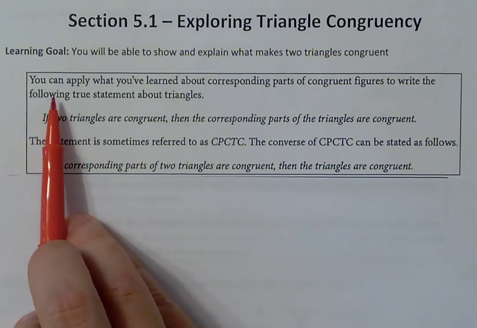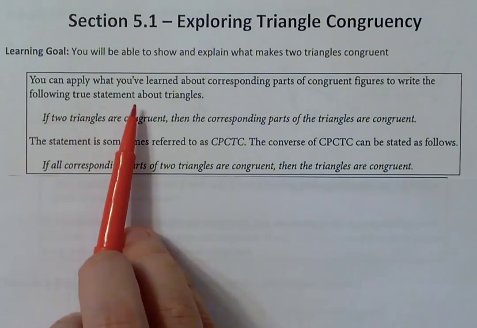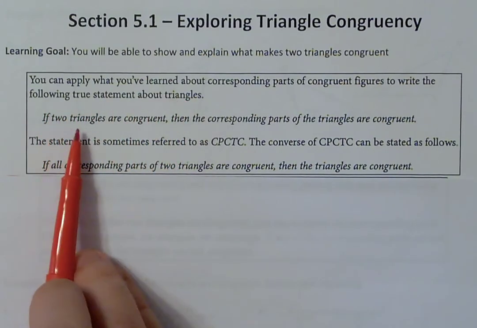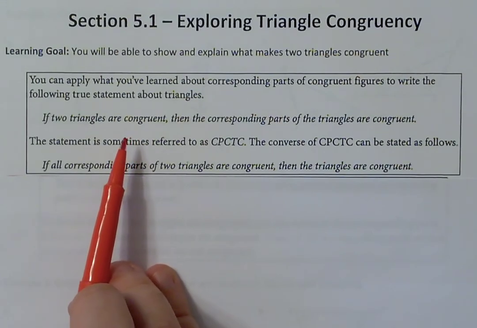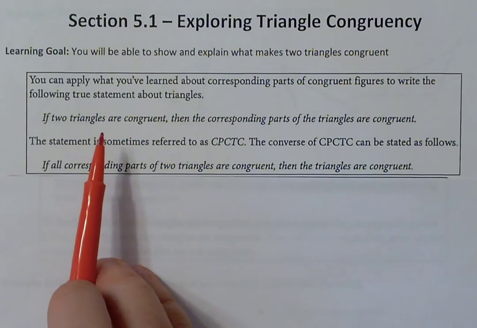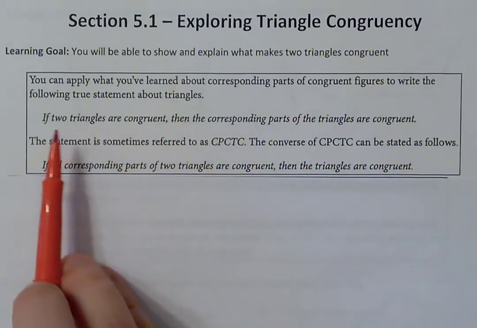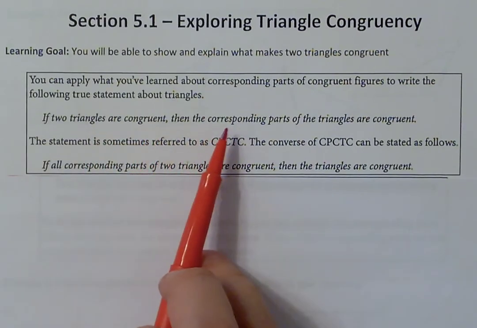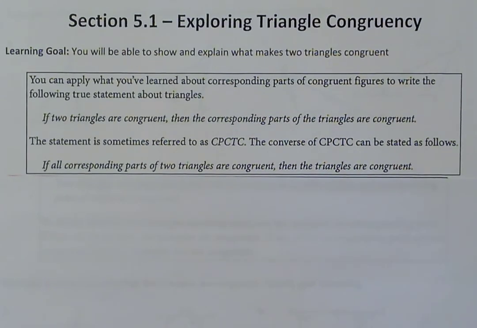Now, you can apply what you've learned about corresponding parts of congruent figures to write the following true statement about triangles. If two triangles are congruent, meaning they are the same shape and the same size, meaning they are equal, then the corresponding parts of the triangle are congruent. So if I know two triangles are congruent, then I know each of their corresponding parts are congruent as well. Meaning, if I know two triangles are the same, I know the different angles have matching parts and the different sides have matching parts as well.